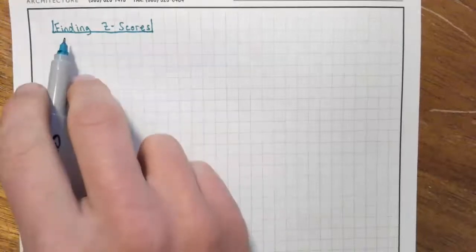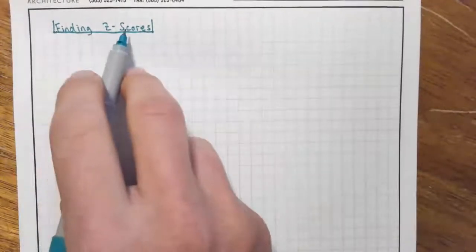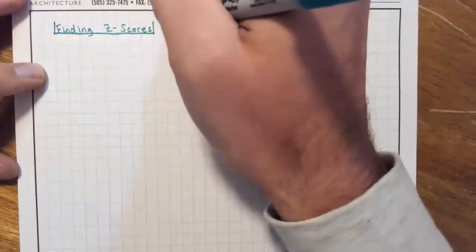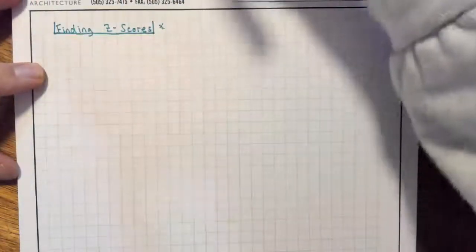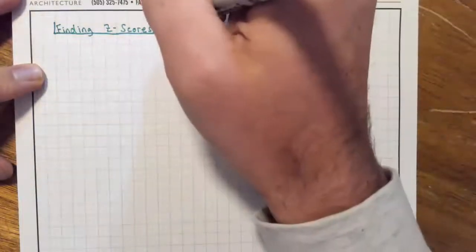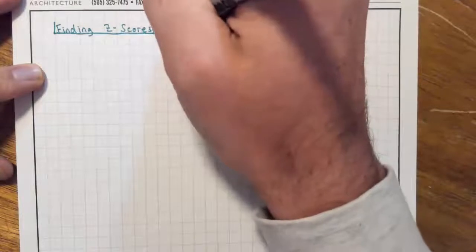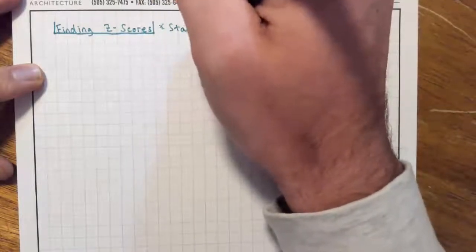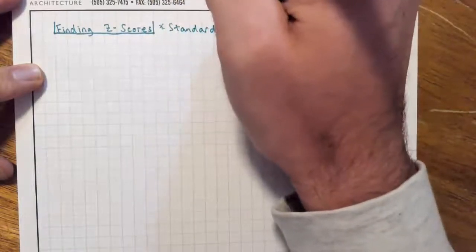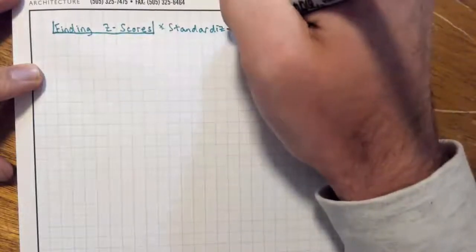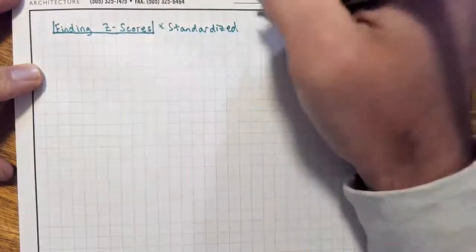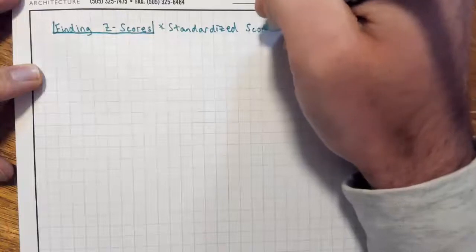Hey everybody, welcome back. We have a lot to do in this video, but the goal is to be able to find some z-scores. Real quick, just so you know, another name for a z-score is standardized score. I'll just write it down. Standardized score. So when you hear z-score, it's the exact same thing as a standardized score.